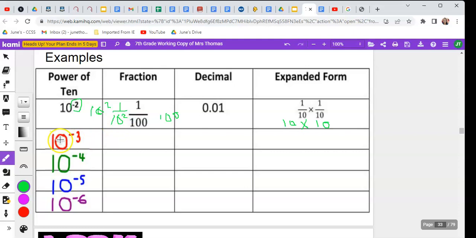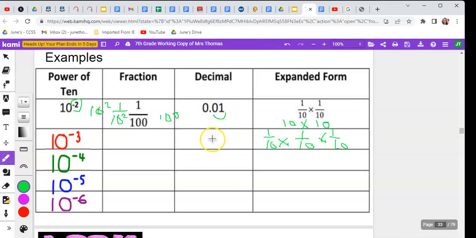So then how do we write 10 to the negative 3 in expanded form? Yes, 1 over 10 times 1 over 10. And how many of them do we put? Yes, that's right. We put 3 of them because the exponent is negative 3. And the decimal, notice the decimal. There are 2 digits after the decimal. It's 10 to the negative 2, which is in the hundredth place.